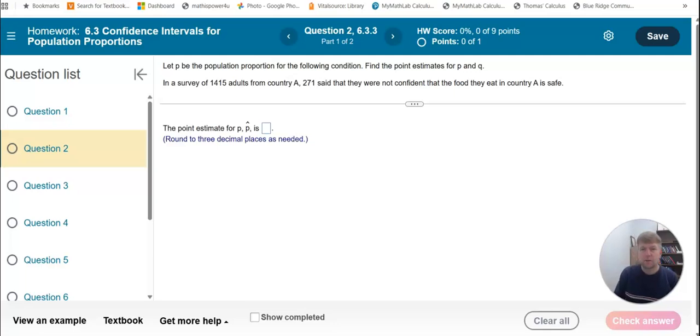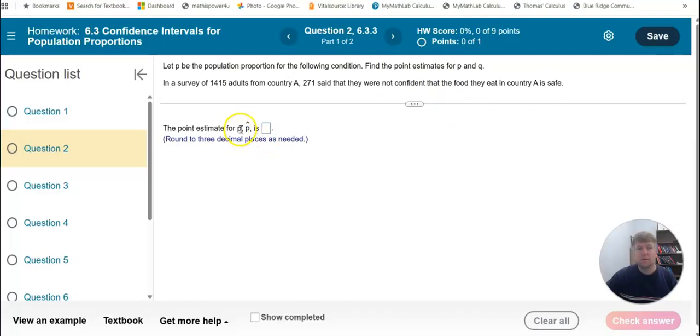Hello again, stats class. We're going to look at how to do confidence intervals for proportions with Desmos in this video. So early on, you're seeing just vocabulary terminology. What am I being asked to find here? It says find the point estimate for the population proportion, which is the sample proportion.